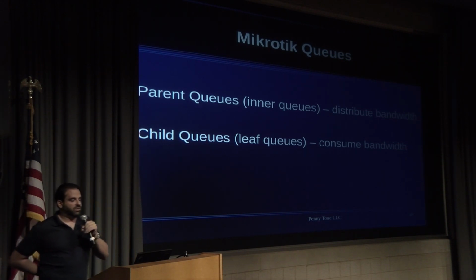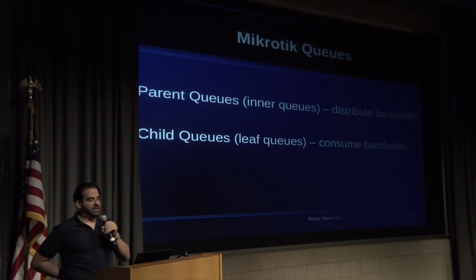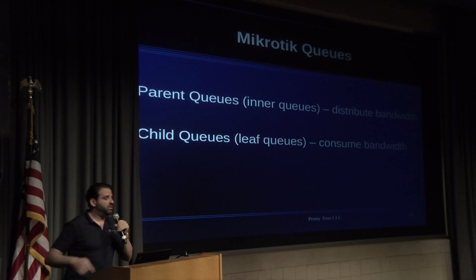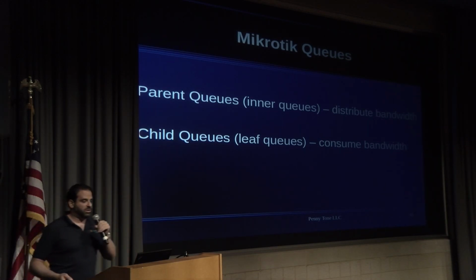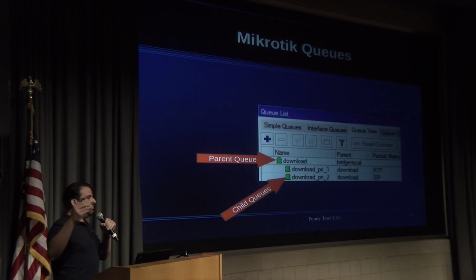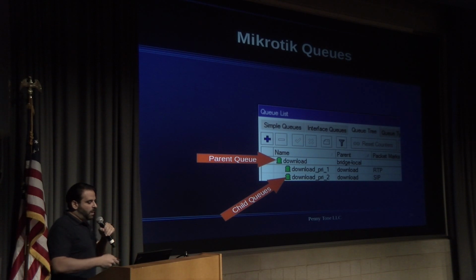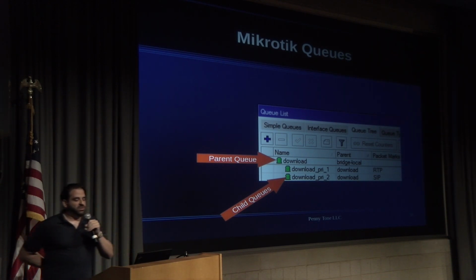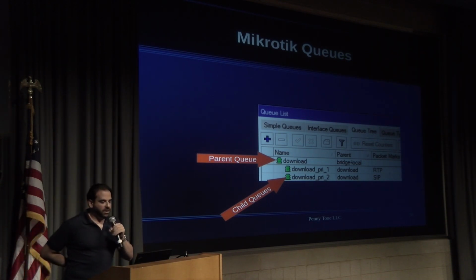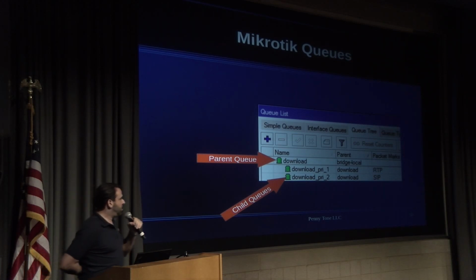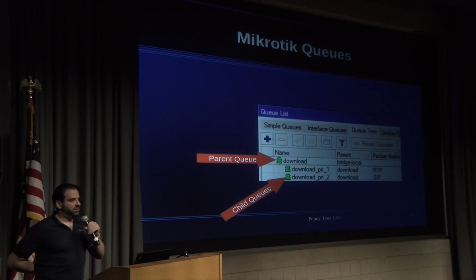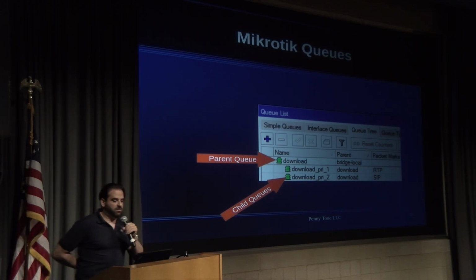We also have child queues, otherwise known as leaf queues, and child queues are responsible for consuming bandwidth. Think of like a parent feeding a child, right? And keep in mind, you can't feed your child more food than you have. Same thing applies here. Over here, here's the queue list, and we're going to be using queue trees. And if you see the parent queue is up on the top of that list, child queues are indented kind of in the bottom as a sub-queue.